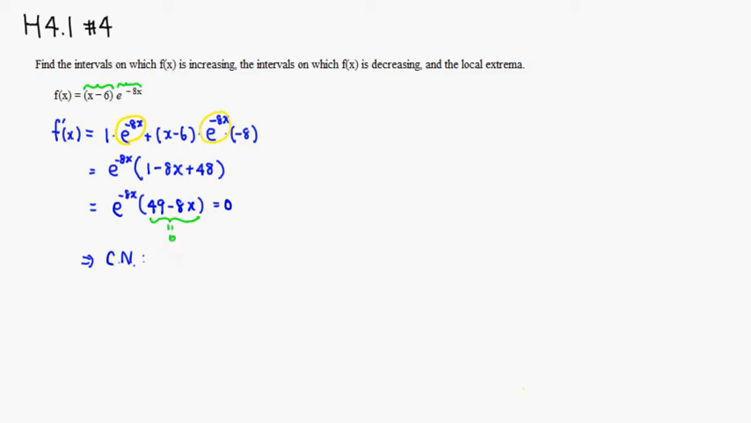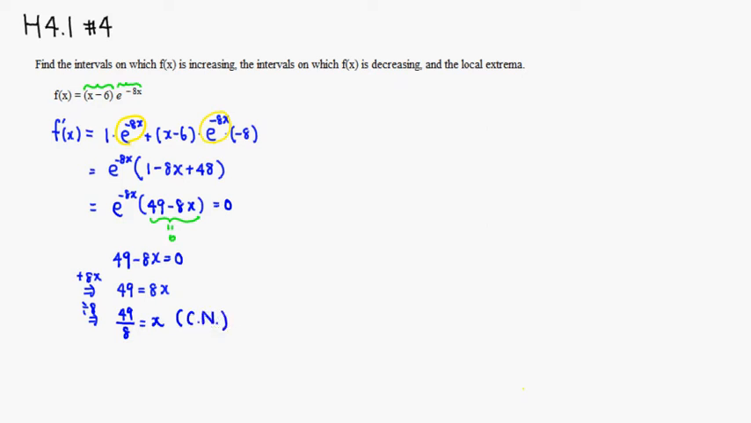Maybe I'll erase that. I need a little bit more room here. If you solve that, it's 49 minus 8x equal to 0. We can add 8x to both sides, so you have 49 is equal to 8x. Then you can just divide through by 8, so you have 49 over 8 is going to be the critical number. Maybe I'll just indicate that this is a critical number.